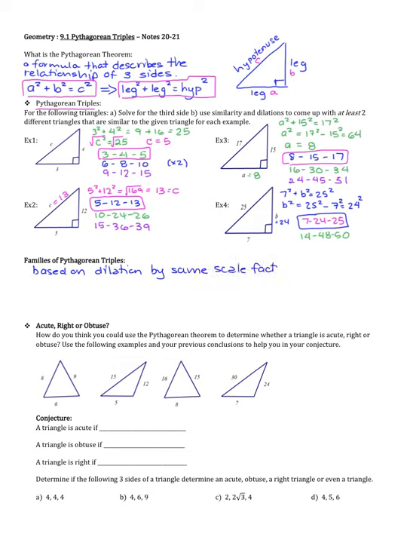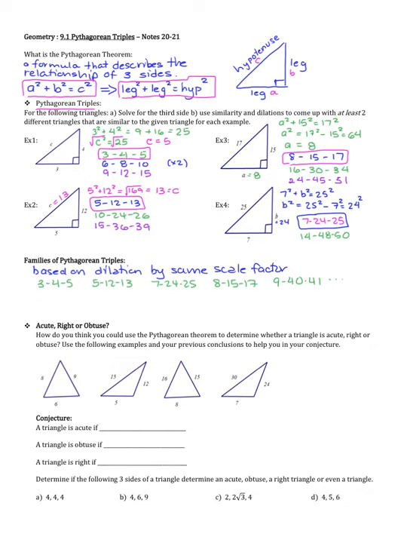And so the families that you really want to know, just to summarize that: you have the 3, 4, 5 family, the 5, 12, 13 family, the 7, 24, 25, and 8, 15, 17. One I didn't put up there that sometimes appears is 9, 40, 41. And like I said, there's an infinite number of Pythagorean triples. These are the most common. So if you get to recognize them, it really does save you some time.